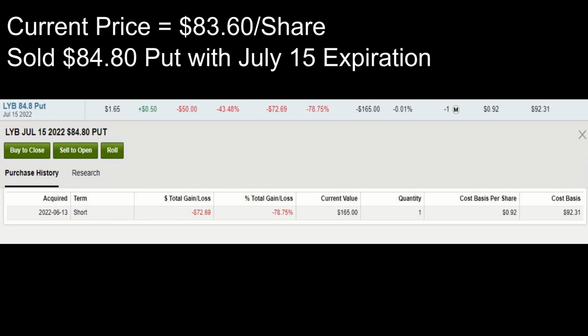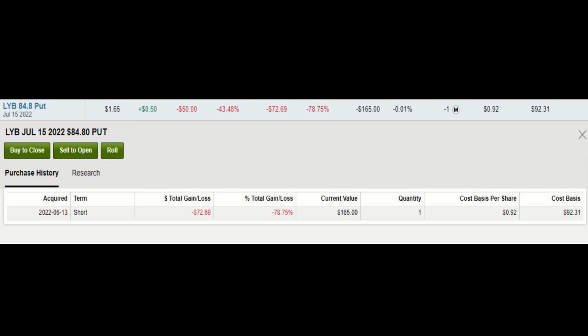So again, this is a put where I've offered to buy these shares, allow them to get put to me if they fall below a certain price. So I'm looking at this $84.80 and I'm kind of playing defense on a lot of these stocks right now. In this case, when I sold this, I sold it for $92.31. But right now, the current value is $165. So I've lost quite a bit.